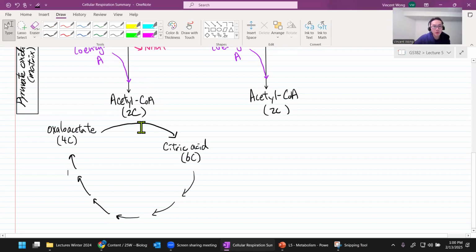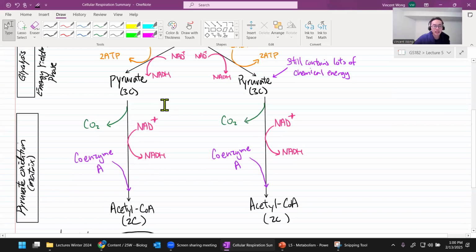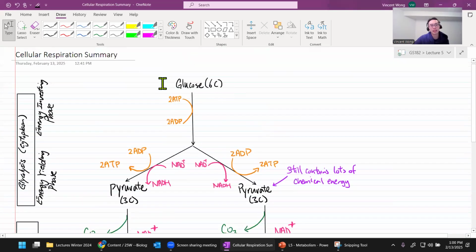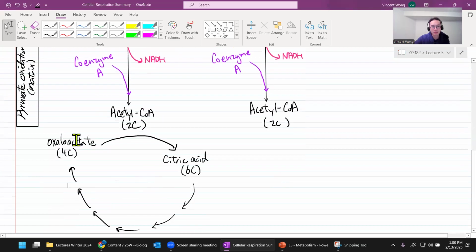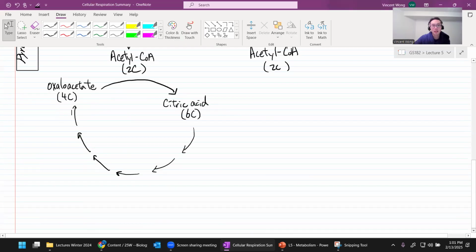How do we get acetyl-CoA? Well, we need pyruvate. And how do we get pyruvate? We need the glucose. And how do we get the glucose? We need to eat, right? So as long as we're eating, as long as we're supplying our body, we're going to be able to keep on turning this cycle. And the purpose of this cycle is to, once again, create energy for our body, right? So what are the key products here? I already listed them out for you, but let's list them again.